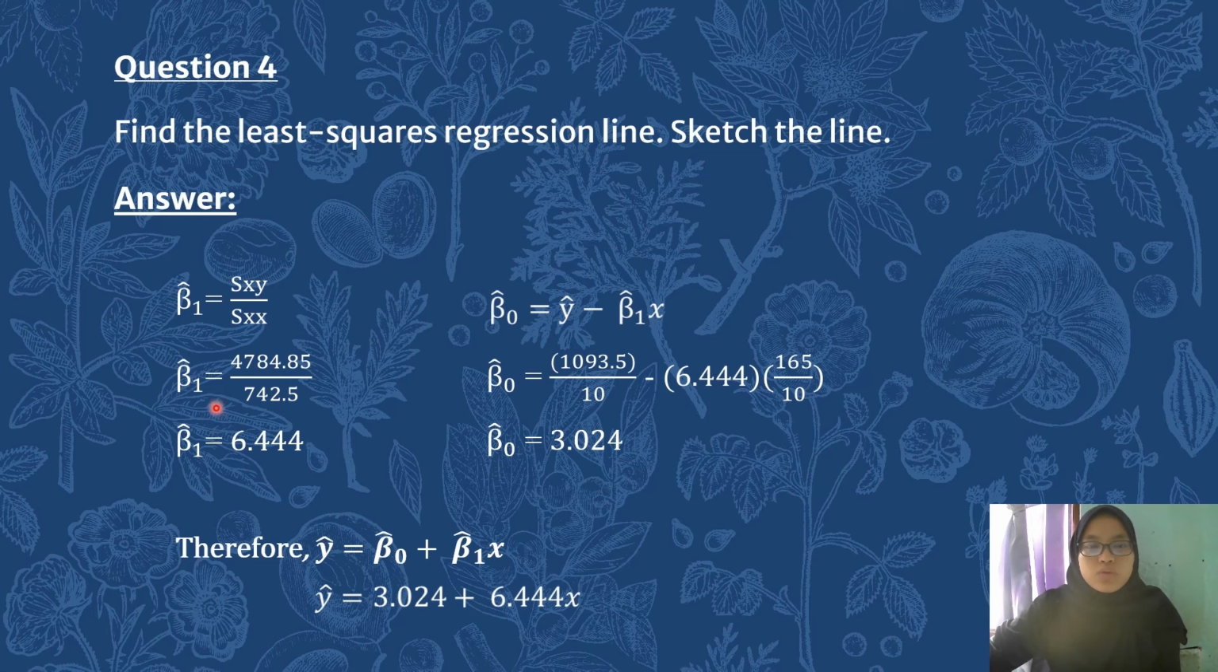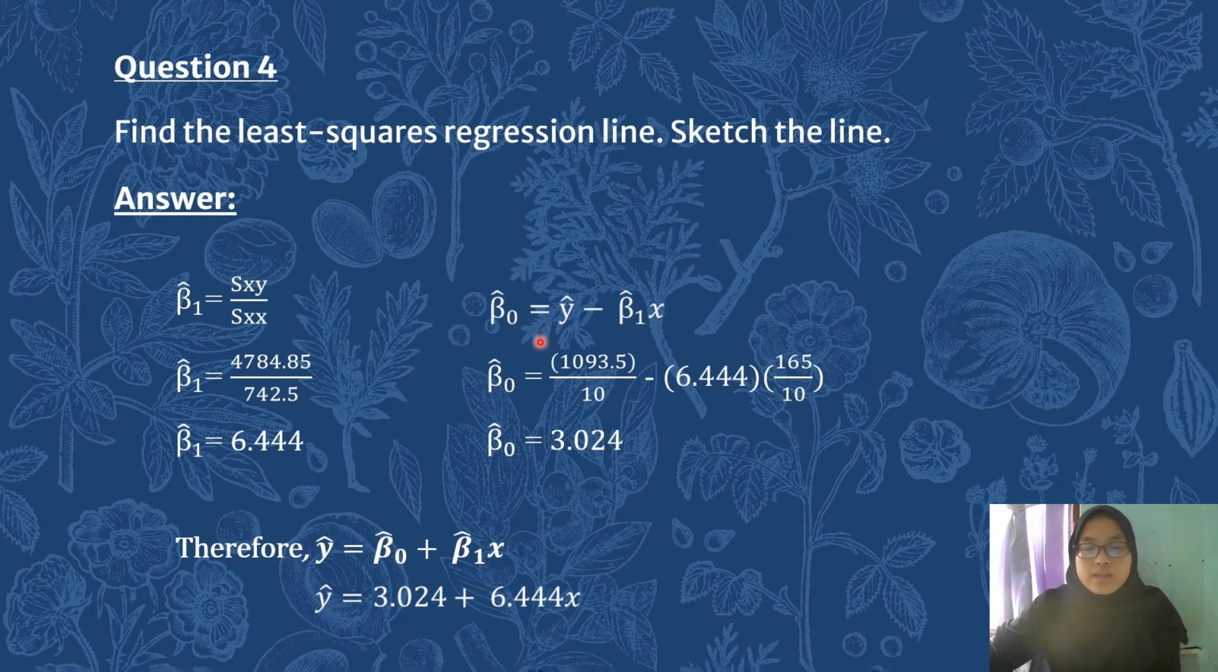Beta 1 cap equal to 4784.85 over 742.5, and then we got the slope beta 1 cap equal to 6.444. The second step is to find the y-intercept denoted by beta null cap. The formula for y-intercept is beta null cap equal to y bar minus beta 1 cap times x bar. So y bar is the sum of y over n, and x bar is the sum of x over n.